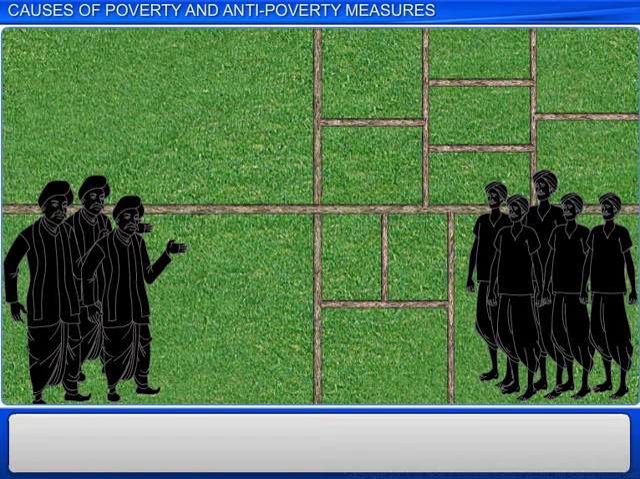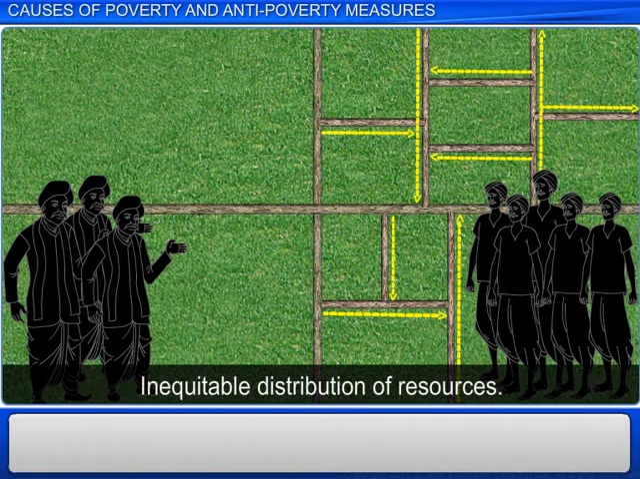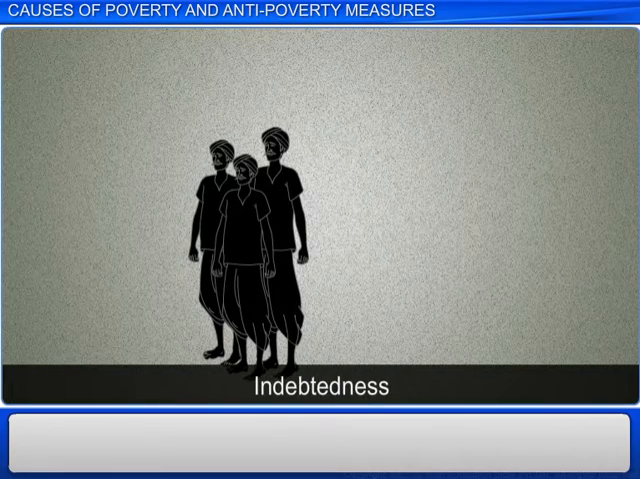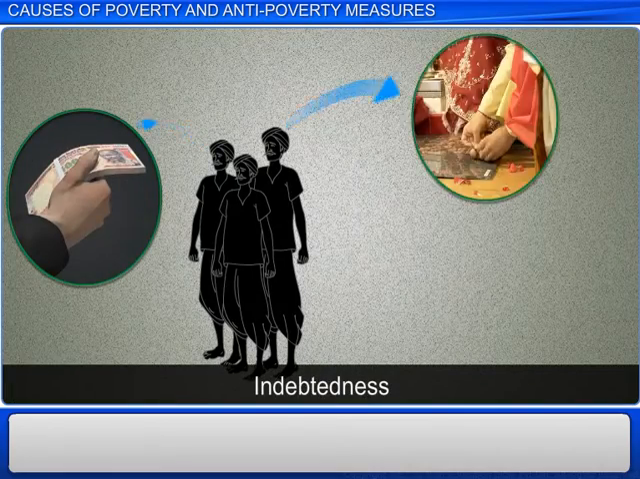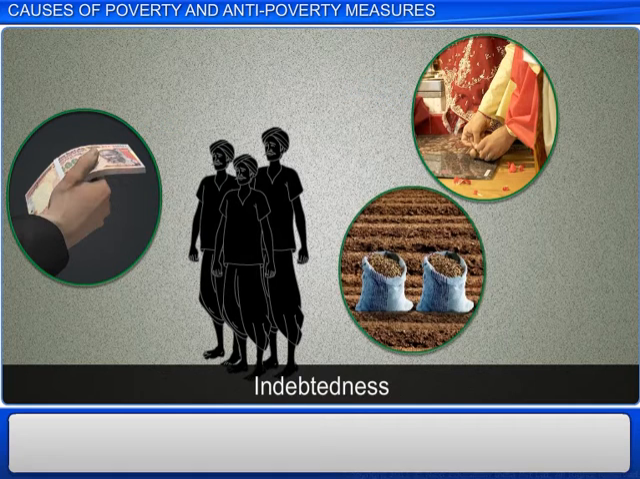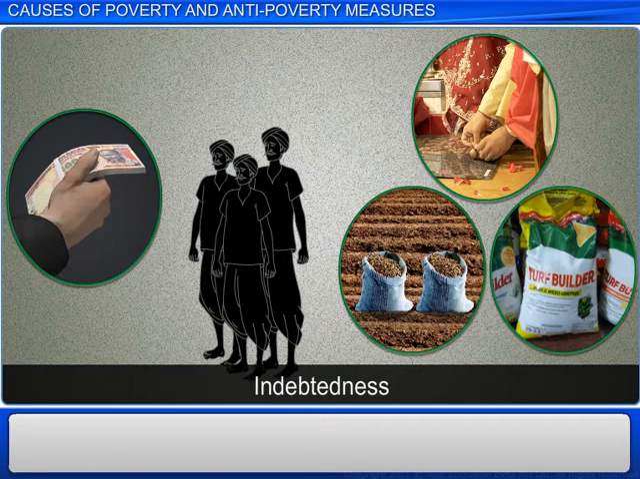Poor people often need to borrow money for marriages and religious ceremonies. Small farmers take loans to buy seeds and fertilizers every cropping season. This debt is usually taken from money lenders at high rates of interest and is a major reason for poverty in rural areas.